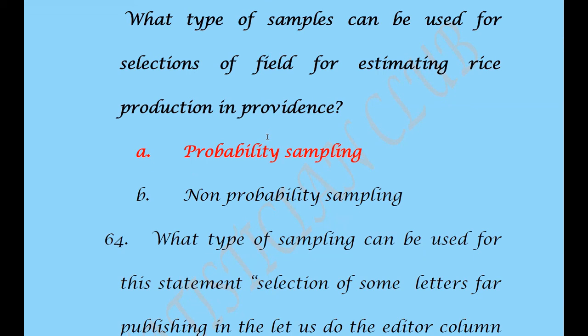What type of sample can be used for selection of fields for estimating rice production in a province? Probability sampling. The two options are probability sampling and non-probability sampling. So the right option is probability sampling. So we use probability sampling in such a case.